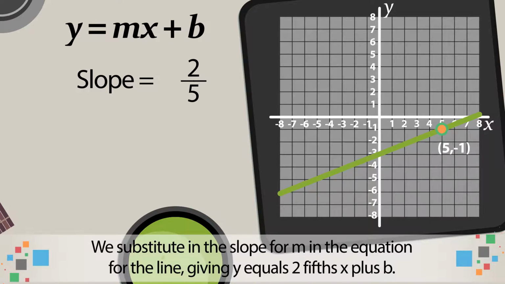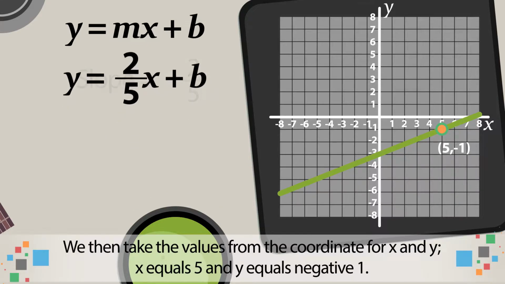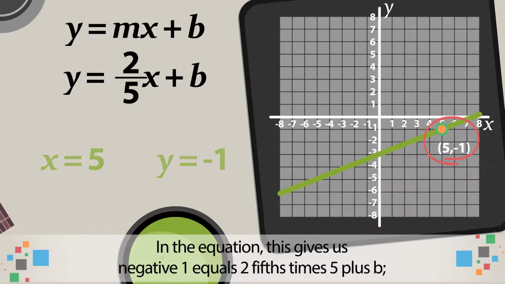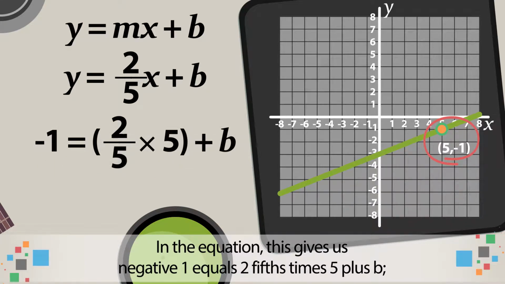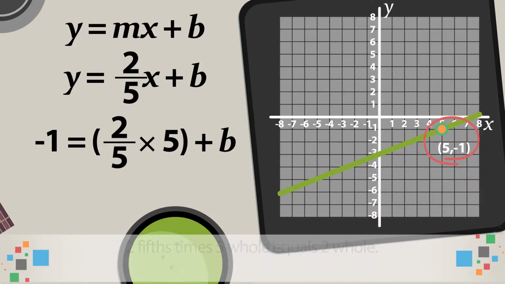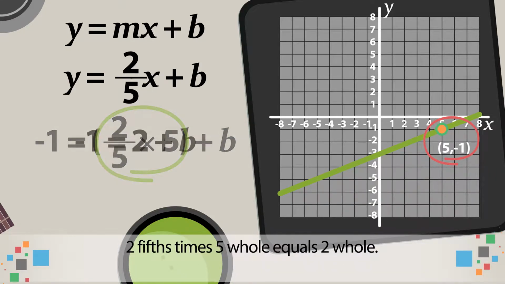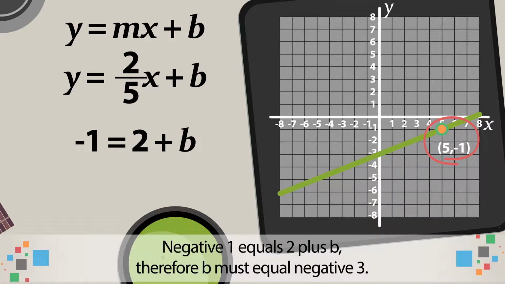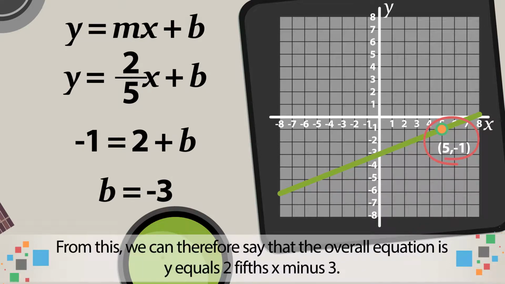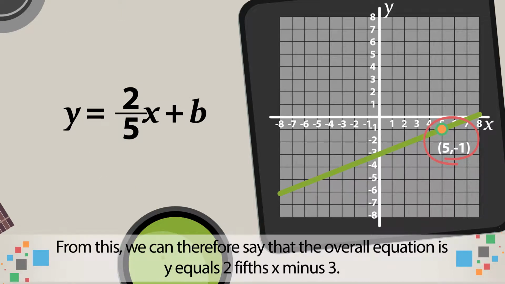We substitute in the slope for m in the equation for the line, giving y equals 2/5 x plus b. We then take the values from the coordinate for x and y. X equals 5 and y equals -1. In the equation, this gives us -1 equals 2/5 times 5 plus b. 2/5 times 5 whole equals 2 whole. -1 equals 2 plus b. Therefore, b must equal -3. From this, we can therefore say that the overall equation is y equals 2/5 x minus 3.